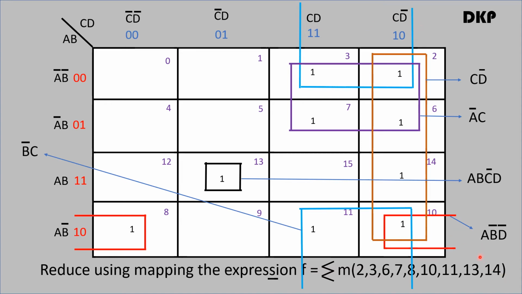Therefore, we can write this as A, B bar, D bar. So this group is called A, B bar, D bar. So the reduced expression is A, B, C bar, D plus A, B bar, D bar plus A bar, C plus B, C plus C, D bar. So this is the reduced expression.